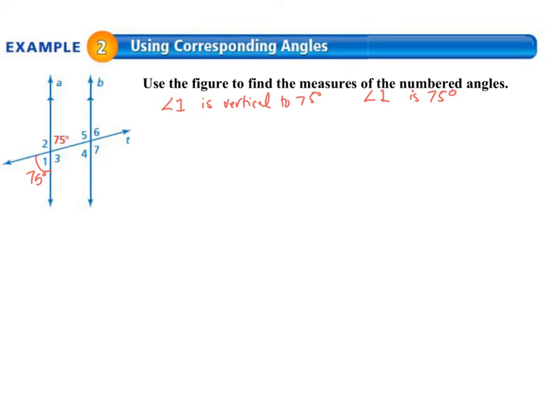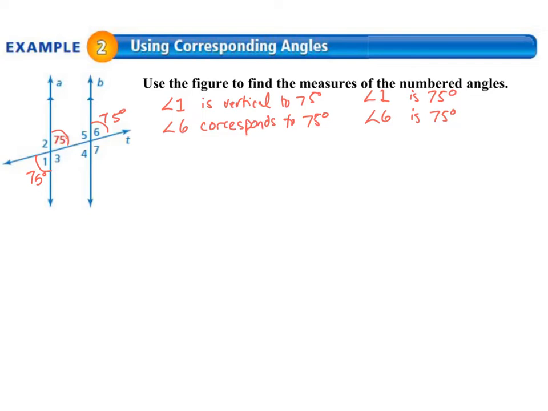Next, let's take a look at angle 6. Angle 6 is matching. If you took this whole picture over here and dropped it down on top of that picture, the 75 degree angle and angle 6 would be right on top of each other. So that makes them corresponding. So angle 6 corresponds to the 75 degree angle. That makes angle 6 75 degrees as well.